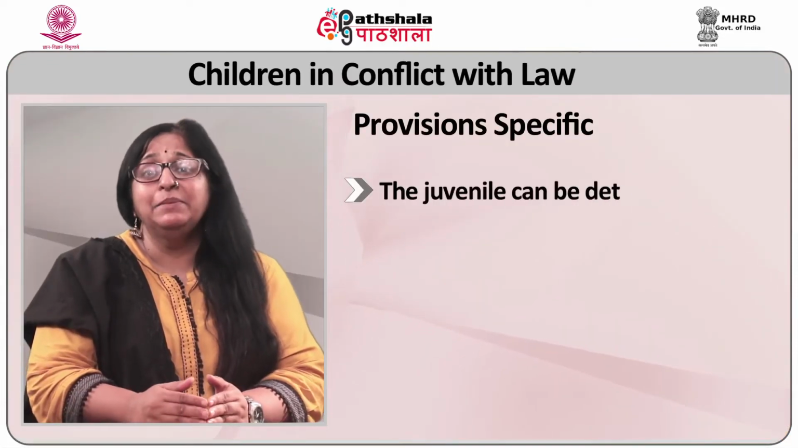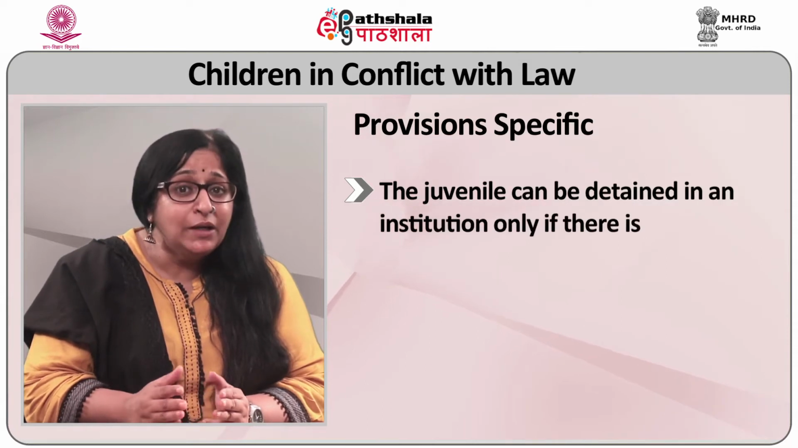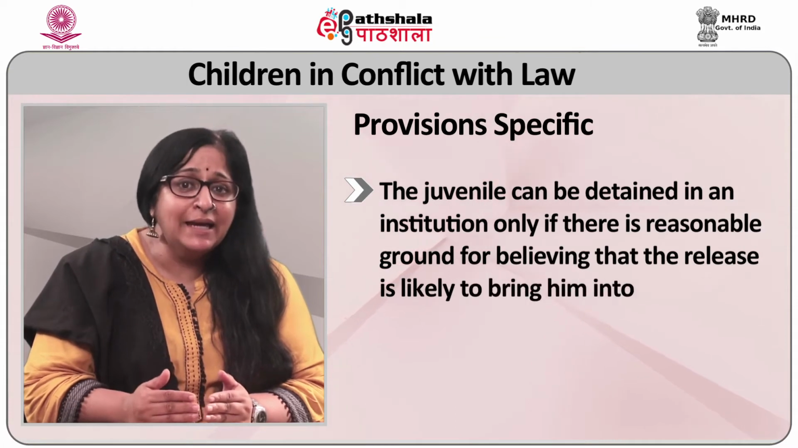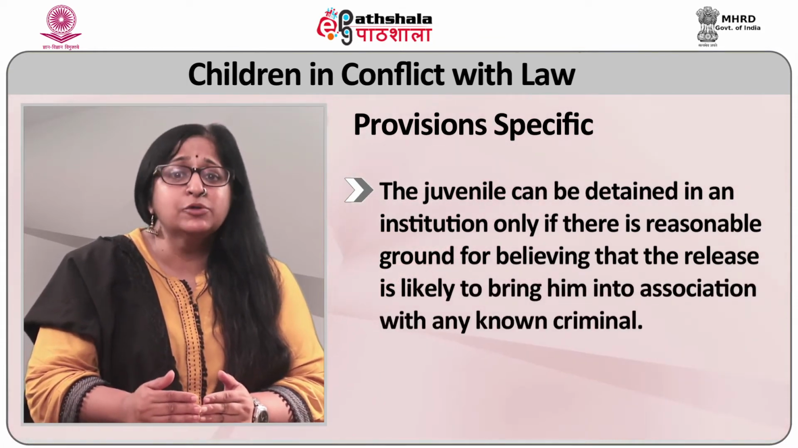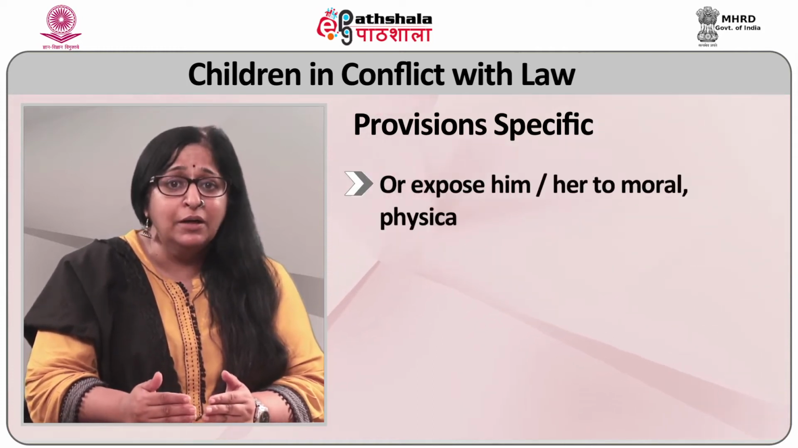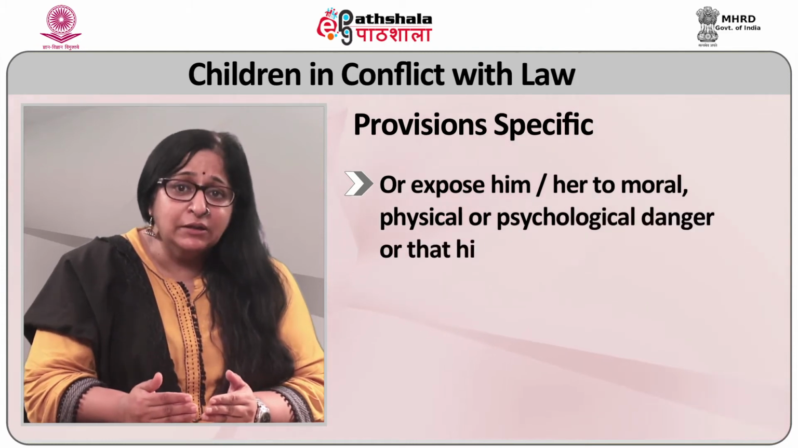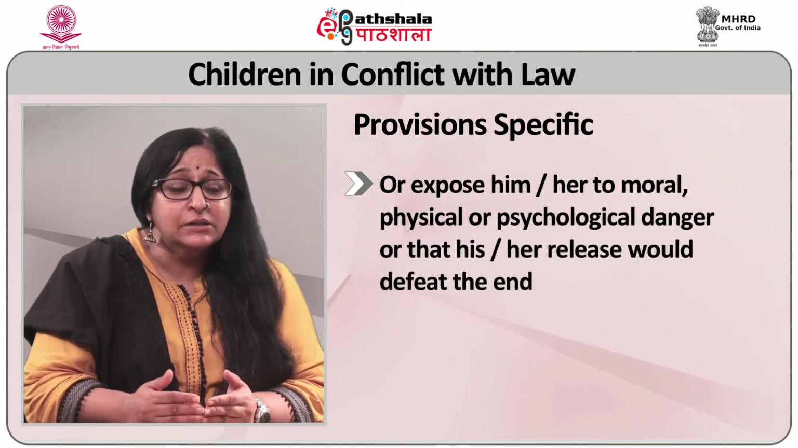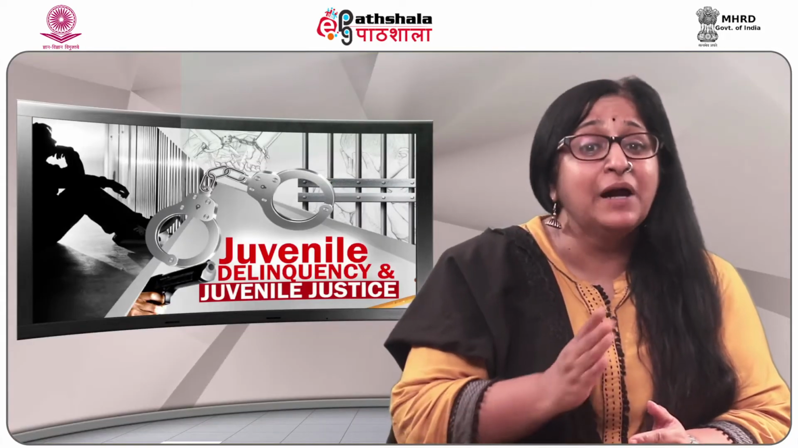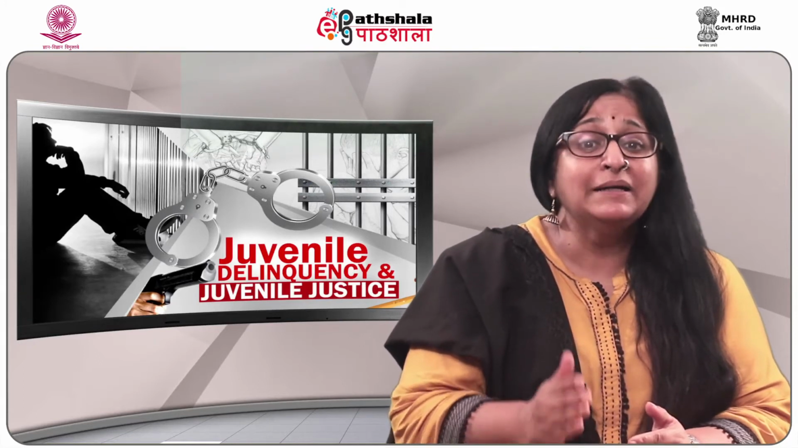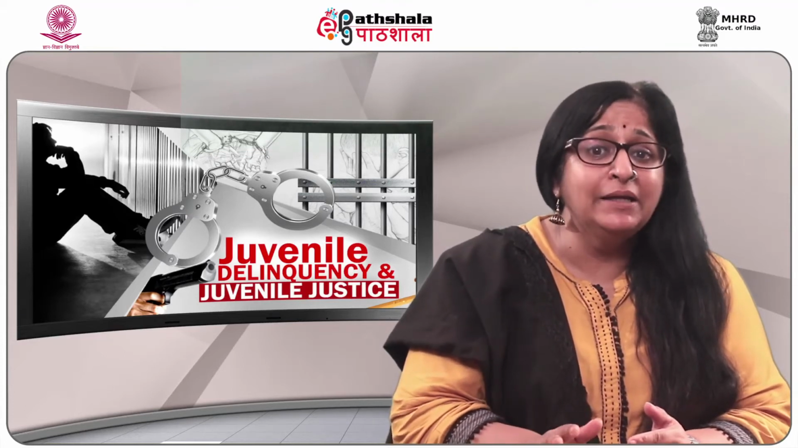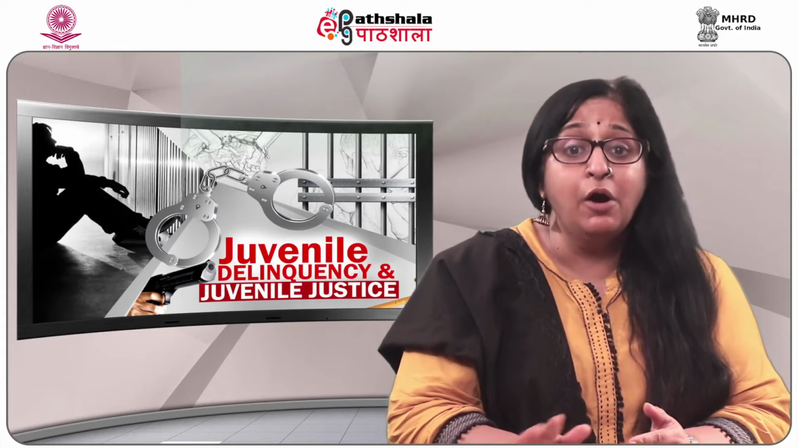Fourthly, the juvenile can be detained in an institution only if there is reasonable ground for believing that the release is likely to bring him or her in association with any known criminal or expose him or her to moral, physical or psychological danger, or that his or her release would defeat the ends of justice. These grounds have been retained from the 1986 Act. But even in these circumstances, the juvenile can be detained only in an observation home and not in a police lockup or prison.